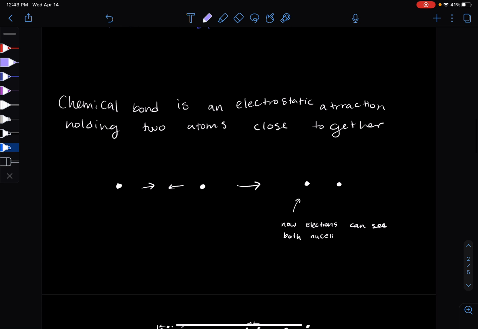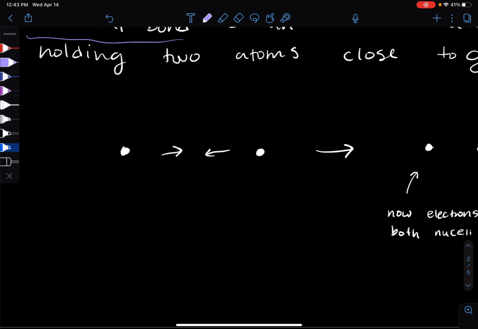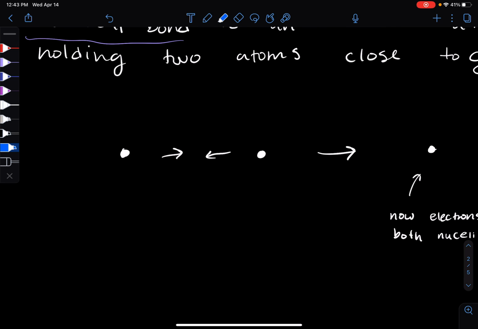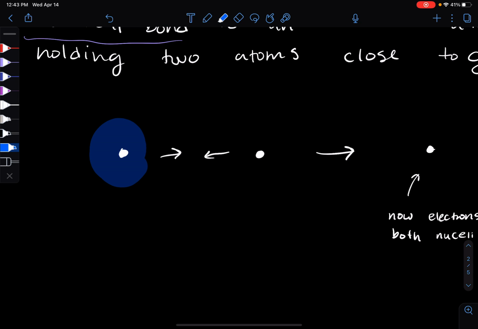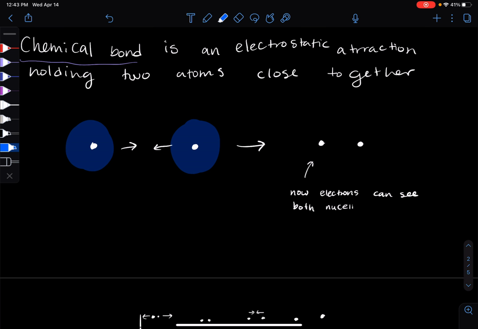Okay, what's a chemical bond? Well, it's definitely not a stick between two atoms like we were taught in elementary school. Chemical bonds are an electrostatic attraction holding two atoms close together. So just to explain this, say on the left right here we have a hydrogen atom, and that's its electron. And then on the right we have another hydrogen atom with that electron.